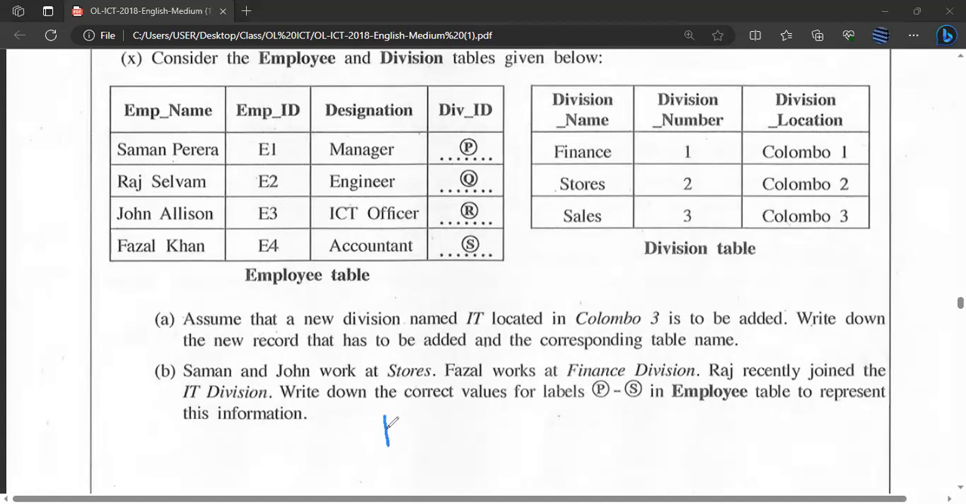So for P, the answer is 2. Then Raj recently joined the IT division, right? For the IT division, in part A we provided the answer. So the division number is 4. So for Q, what will be the answer? For Q, the answer will be 4.